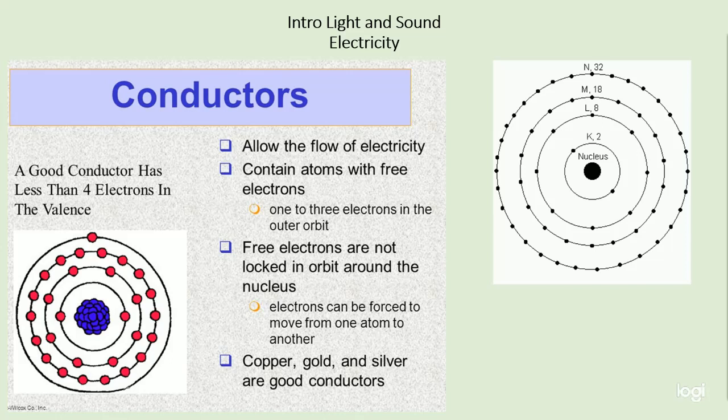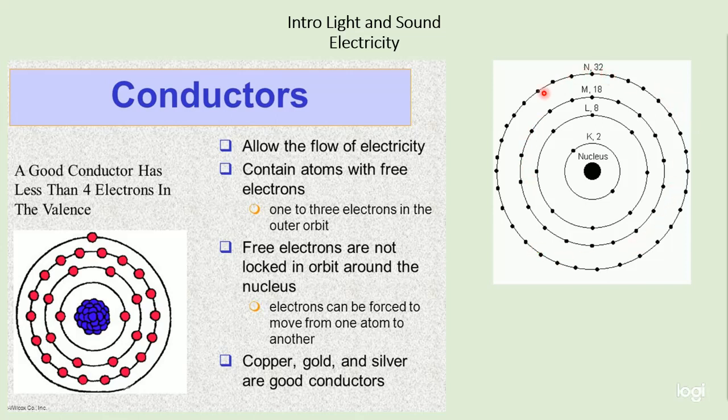Now I'd like to introduce the idea of conductors versus an insulator. A conductor, a good conductor, is something that allows the flow of electricity, which is what a conductor does. Just like a train conductor moves a train along, an electrical conductor moves electricity along, and a good conductor usually has fewer than 4 electrons in its valence shell, or fewer than 4 valence electrons.